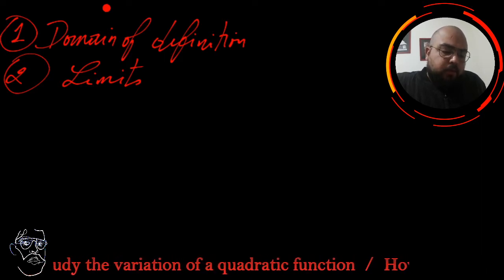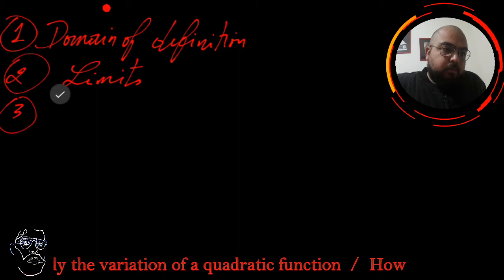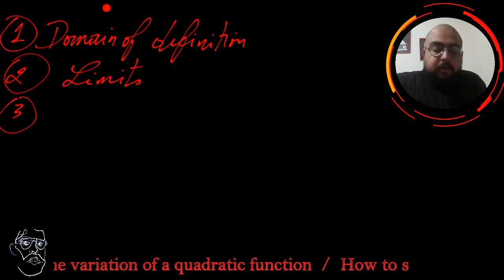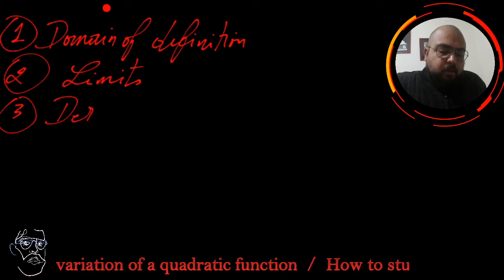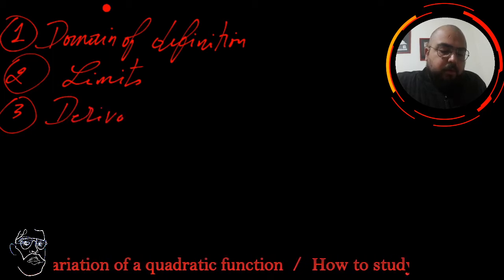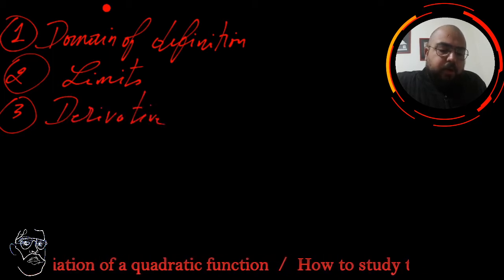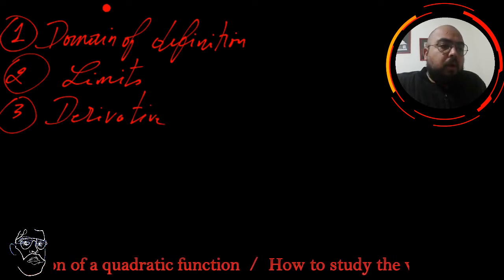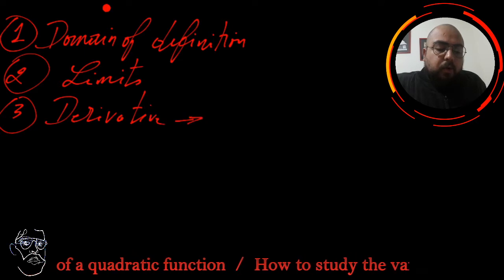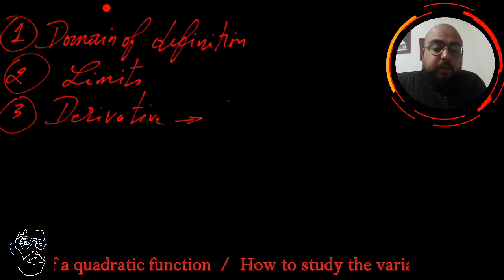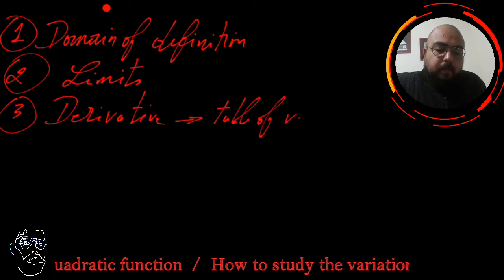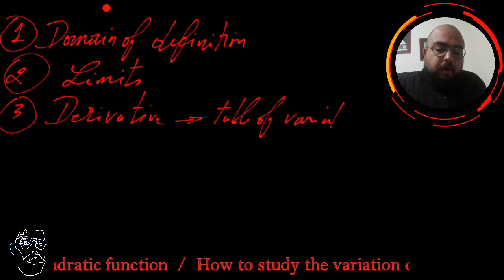The third one is about the derivative. Once you have calculated the derivative, you can simply go and do the table of variation.